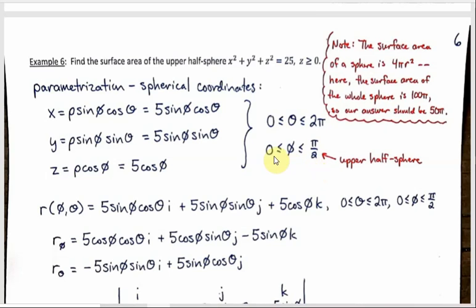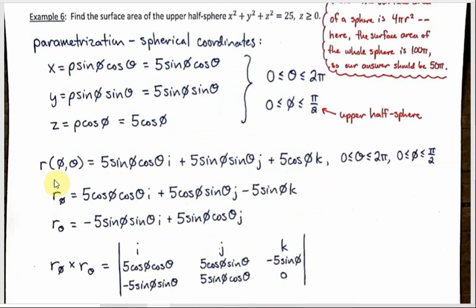Okay, right? Because it's not going to be the whole sphere, right? If it was the whole sphere, this would be a pi. But because it's the upper half, pi over 2. Okay, then we've got our parameterization in terms of phi and theta. So there it is. And then we can get the two partial derivatives.